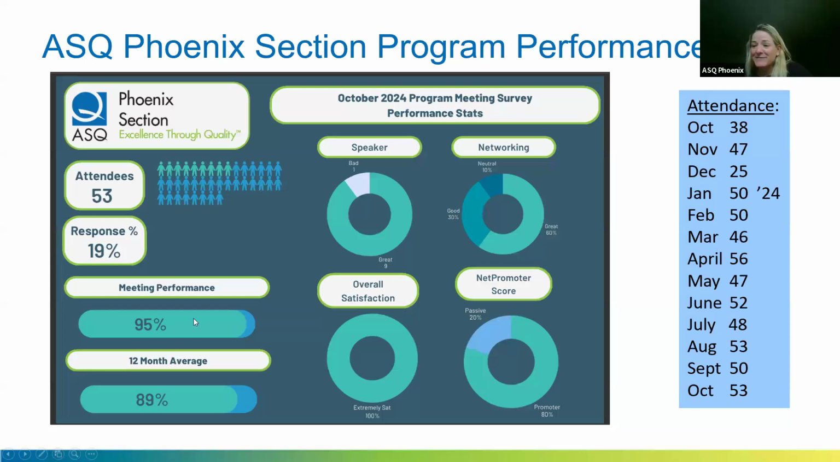Meeting performance was 95% overall, which is great. We are improving. We do listen to your feedback, so thank you so much. For those of you who have responded to these surveys, it is greatly appreciated. We have a running 12-month average meeting performance of 89%. That too is also increasing with the meeting performance increasing.